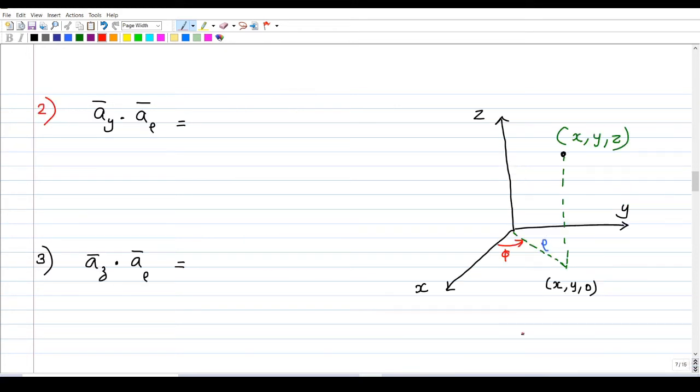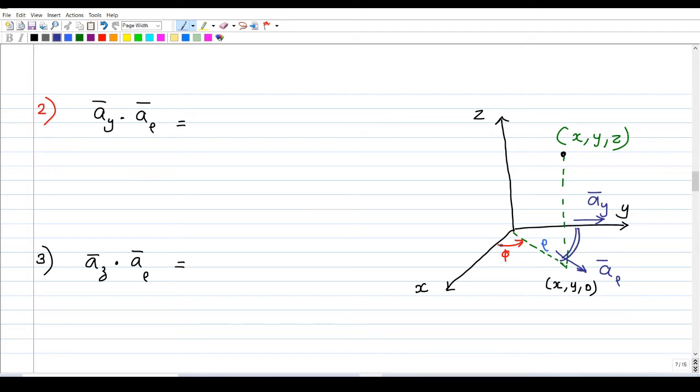So the second dot product is ay dot a rho. To compute that, I have redrawn the diagram here. So we can mark the vectors here. Ay is the unit vector along the positive y direction, so it is somewhere here. Then a rho we already know is along the increasing direction of rho. It is along the radius. A rho is here, and this is the angle that we need.